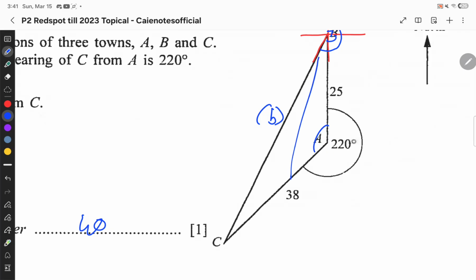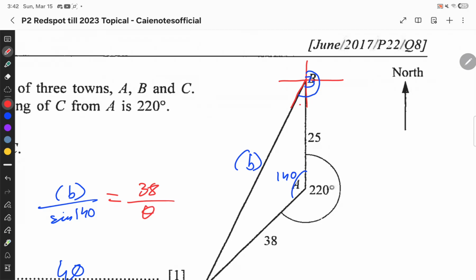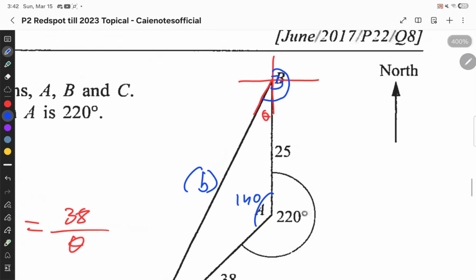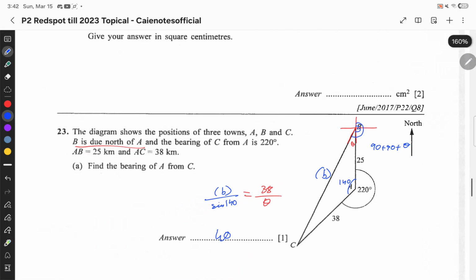This angle is opposite to this, and so it will be better to use the sine rule instead. So this is sine of answer B, or sine of 140. Okay, A is 140, and this equals 38 over theta. This little angle is theta. We find theta, then we do 90 plus 90 plus theta, and that is our answer.